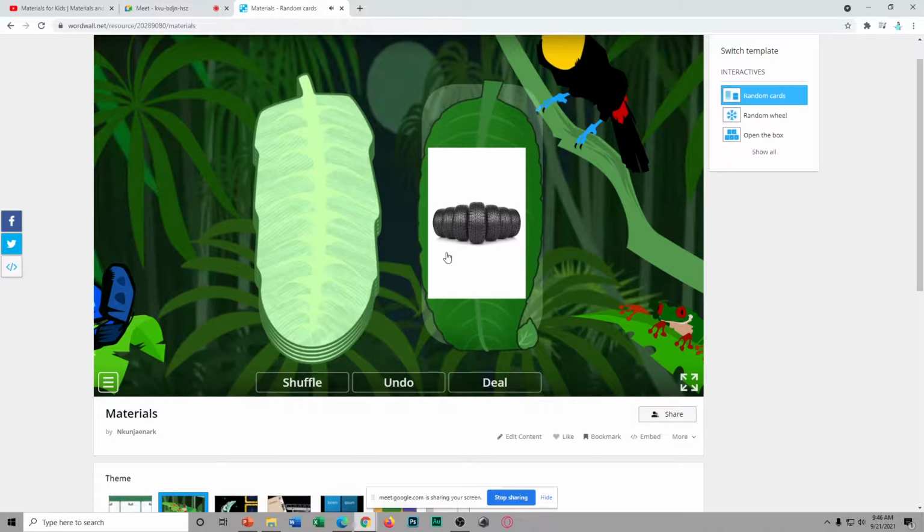What is it? Yes, it's a wheel or a tire. Some people call it wheel, some people call it tire. So these are wheels or tires. What do you think they are made of? Rubber. Yes. Next, let's flip again.